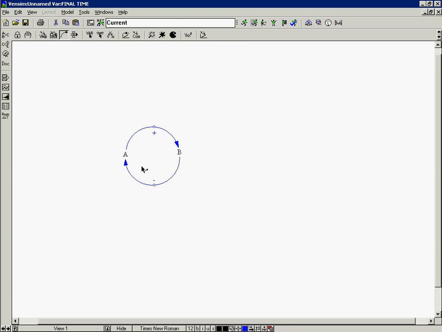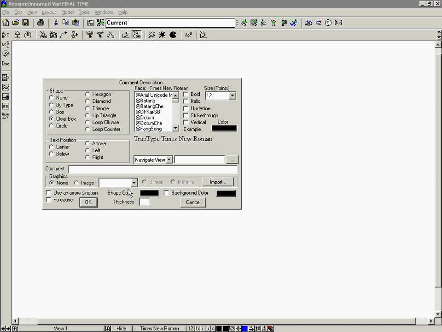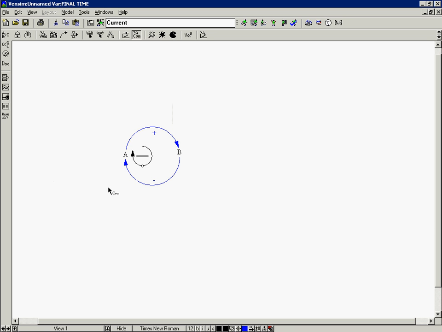Now, in terms of labeling it, and I thought your question involved this, but I don't think it did, use this comment feature up here, and you can use this image, and then you can say whether it's clockwise or counterclockwise. In this case, it's clockwise, so we could have a value like that. Does that make sense? Okay.